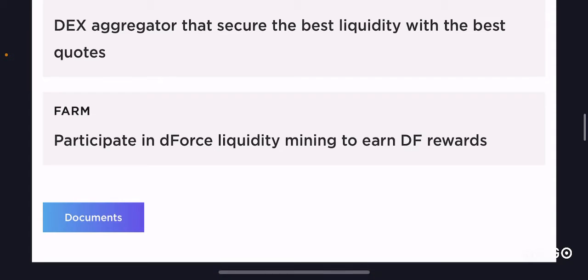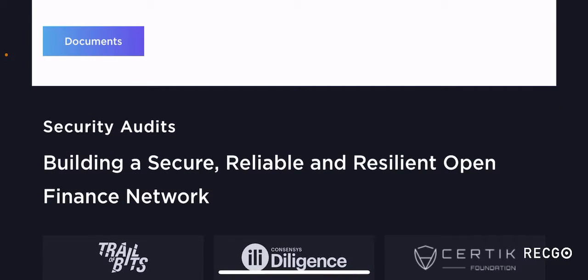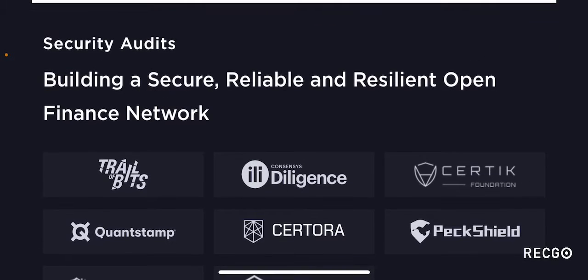D4s wants to be one of the go-to places for accessing several different DeFi applications or DeFi functionalities within one platform, right? So that's basically what D4s is, and you can click on the documents button in order to access some of their documents in order to learn more about the project. Security audits, building a secure, reliable and resilient open finance network.